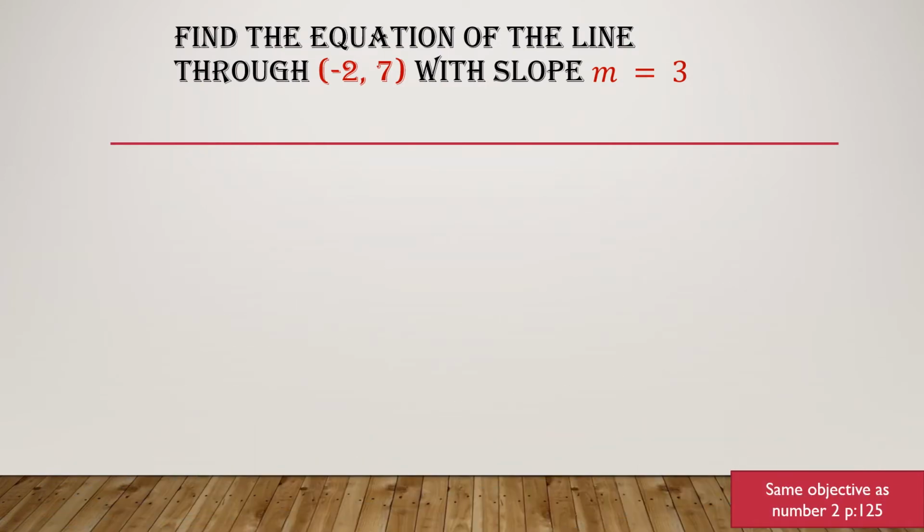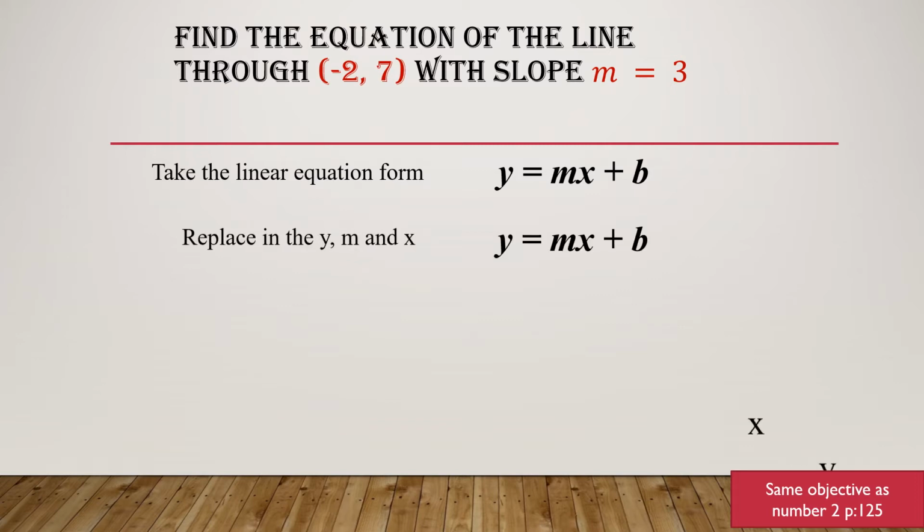Here also you have to find the equation, but here he didn't give you the y-intercept, he gave you a point and a slope. So you will write the linear form, y equals mx plus b or y equals mx plus c, and then you will substitute m, x, and y. So y is 7, m is 3, and x is -2. Then you will solve for b.